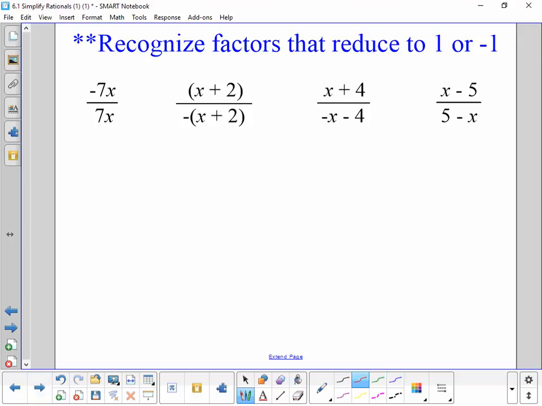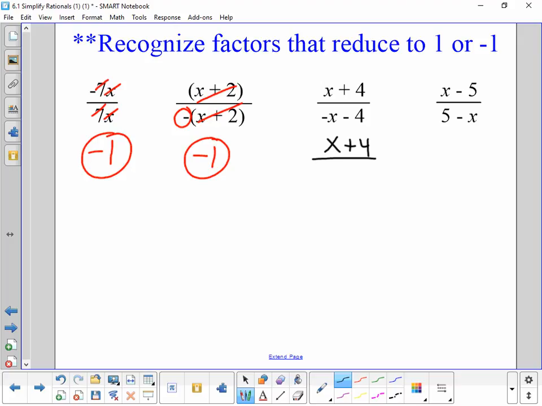So you can see here that the 7 reduces and the x reduces, so this reduces to negative 1. The x plus 2's here reduce, but you still have this negative, so that reduces to negative 1. In this case, you might factor that denominator by factoring that negative 1 out. Then you would see that reduction, and this does, in fact, simplify to negative 1 as well.